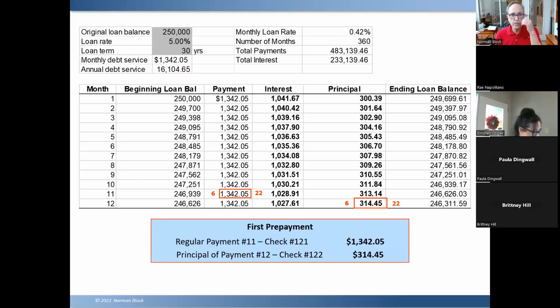So let's see how this would work. Let's go back to our original loan.